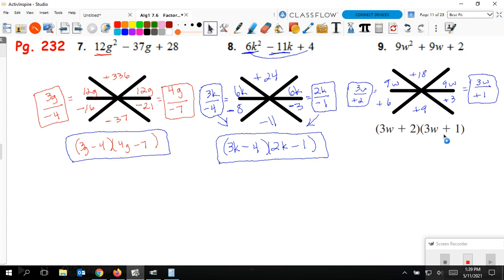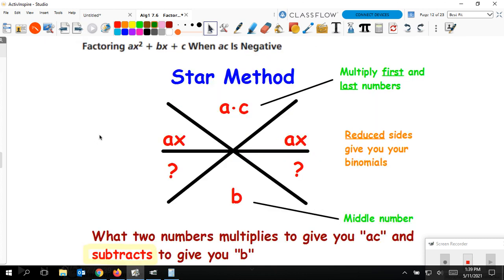All right, so hopefully you got the hang of the star a little bit. We're going to move on now to the C term. This last number is now going to be negative. That's what we'll see next. In the star method, when your top number AC is negative, the only difference is right here: the operation is not adding to get the B number. You're now subtracting to get the B number.